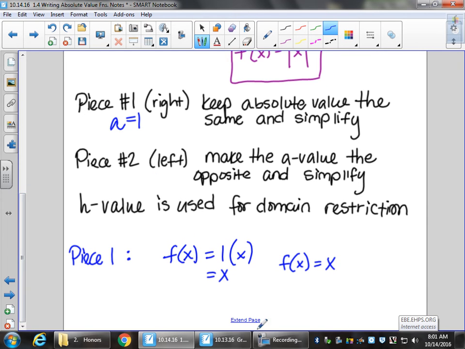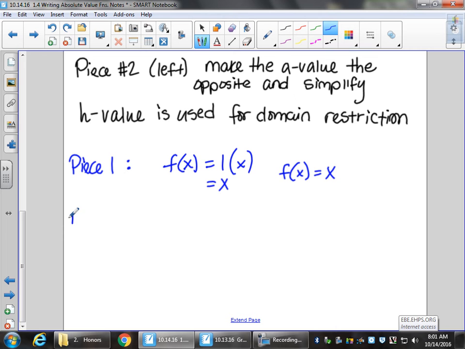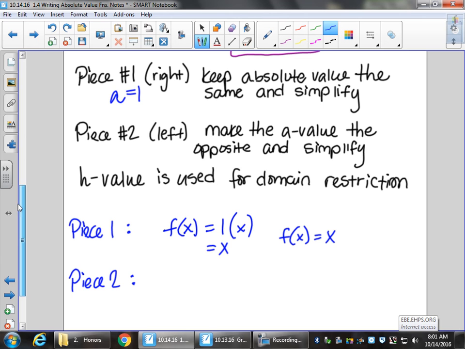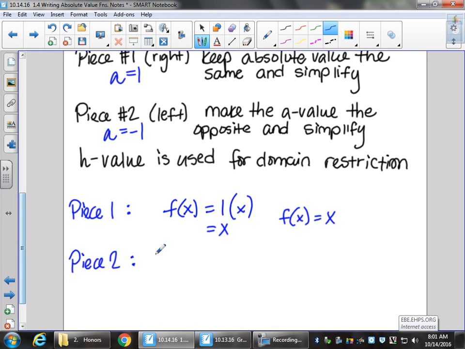Piece 2, what are we going to do? What does it say to do? Make what negative? Which is exactly what they were saying. What's the slope of that left ray? Yeah, up 1, left 1. So for piece 2, A is going to be negative 1. So that's going to become f of x equals negative 1 times x, which equals what? Negative x. So I have the expression for each piece.